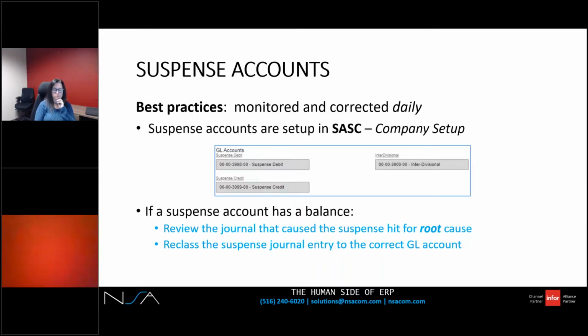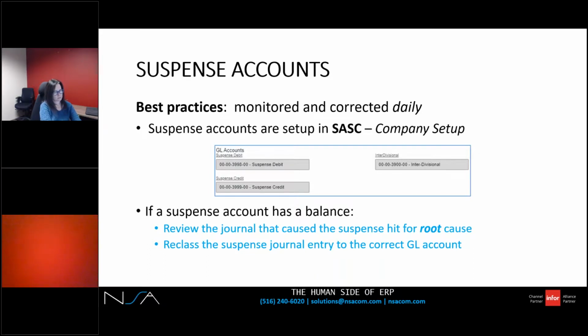So accounting usually likes to jump on top of these. You can set up an event manager to get a notification on a daily basis or on a real-time basis if something hits suspense, and then jump on it and find out what caused it and get a resolution for that cause. So it isn't just reclassing the suspense journal entry to get it into the right place. It's finding out what caused it so that you can nip it in the bud and it doesn't keep recurring. If you're not doing it on a daily basis, then at the very least, you'll want to do it for month end so that you can produce clean financial statements.